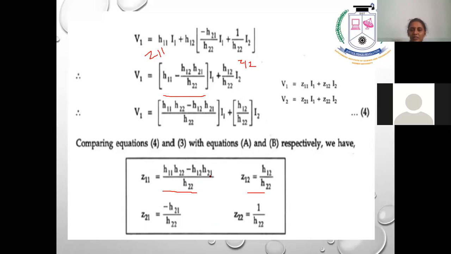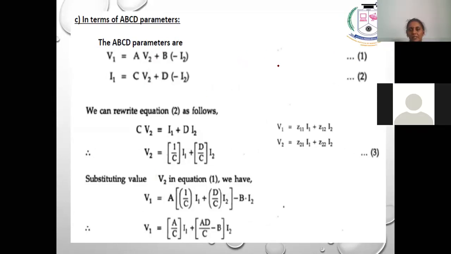Next, we have to convert Z parameter in terms of ABCD parameter.